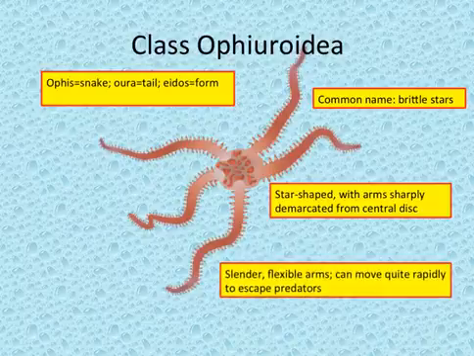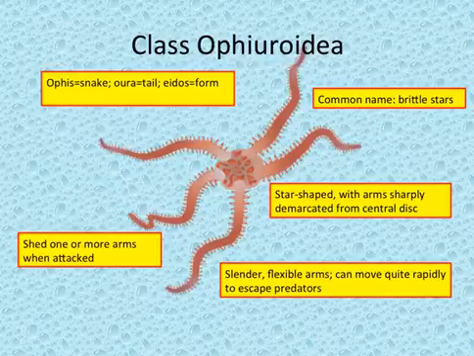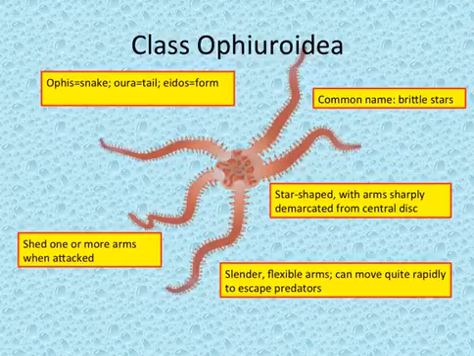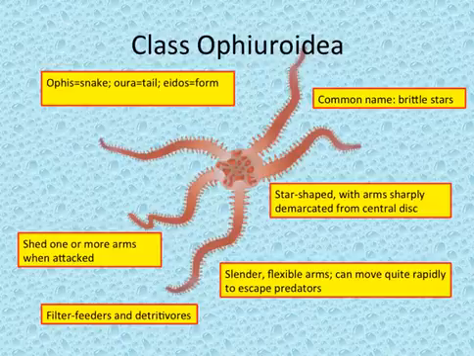They have slender, flexible arms, and they can move quite rapidly to escape predators. And if they are attacked, they can shed 1 or more arms to distract the predator. So the arm will kind of swim away from the main body, distracting the predator, and then the main body can get away. And they will grow new arms. The type of eaters they are filter feeders and detritivores. That's another difference between class Asteroidea. Class Asteroideans are carnivores. These guys are filter feeders and detritivores, meaning they eat decaying matter.